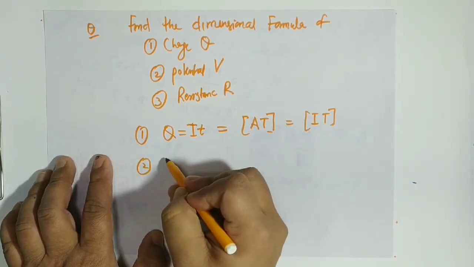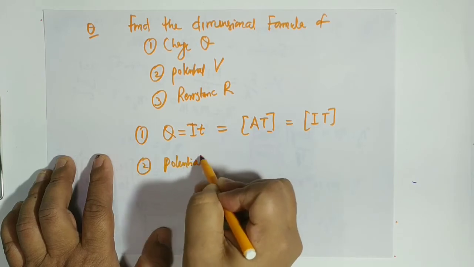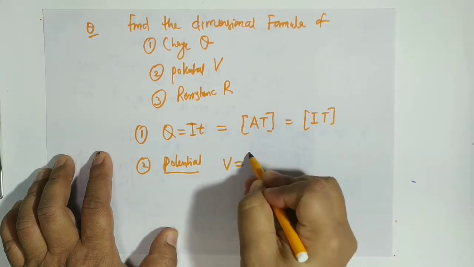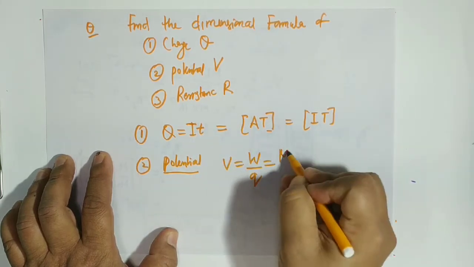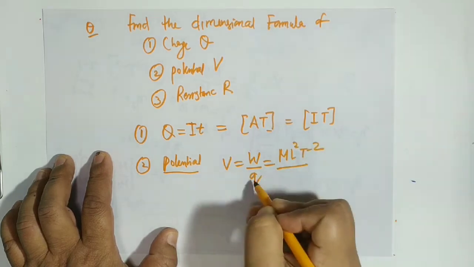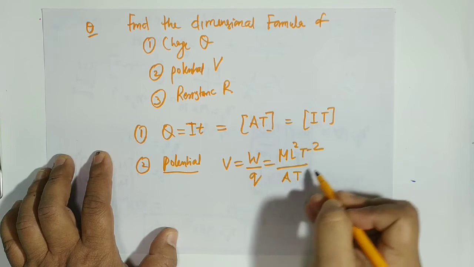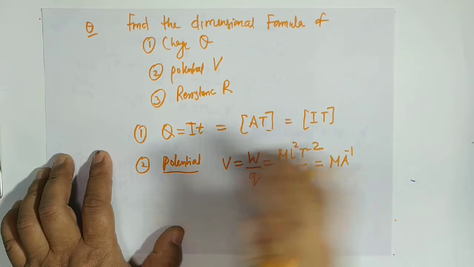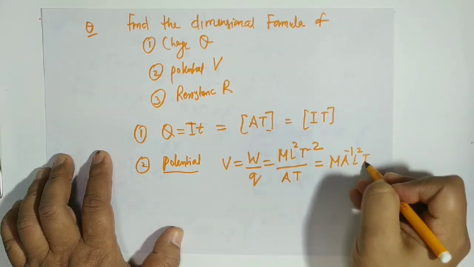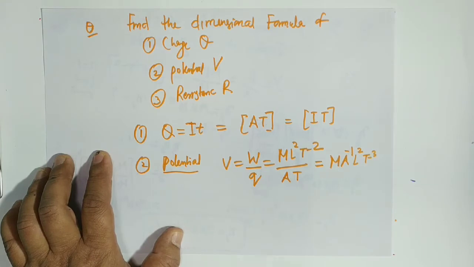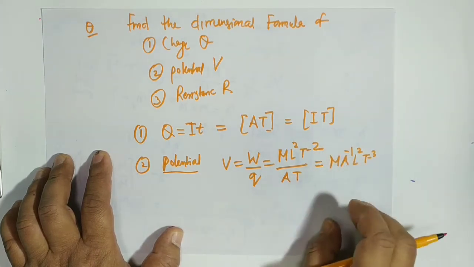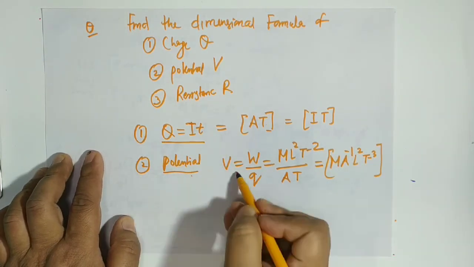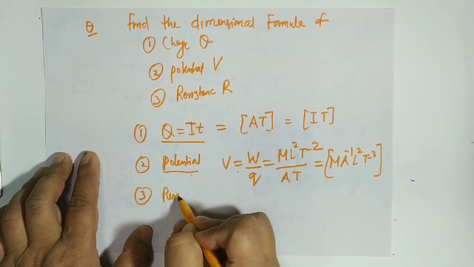Then comes potential. What is potential? Work by Q. What is work? Energy, ML square T minus 2. What is Q? Q is AT. So can we write it like this? M A minus 1 L square, and T minus 3. So we can write like this also. This will be the potential. So this is charge, this is potential.